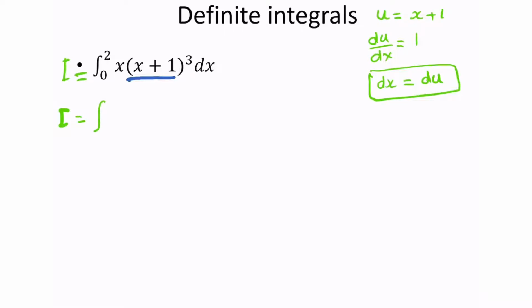Okay, so I equals, in this case, x, and instead of x plus 1 is going to be u to the power 3, and instead of dx is going to be du. I need to get rid of this x, so from this here, I can find x.